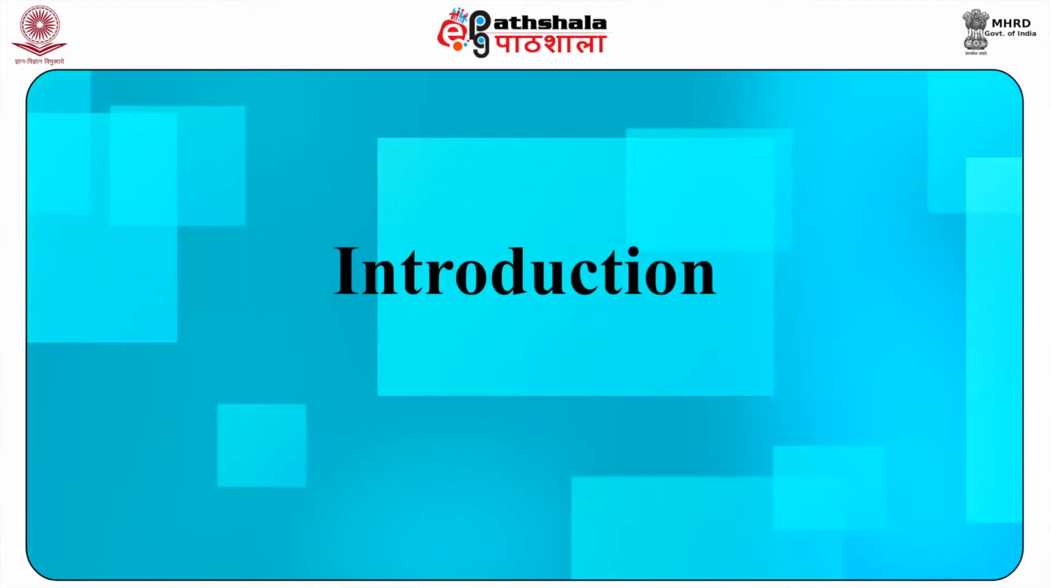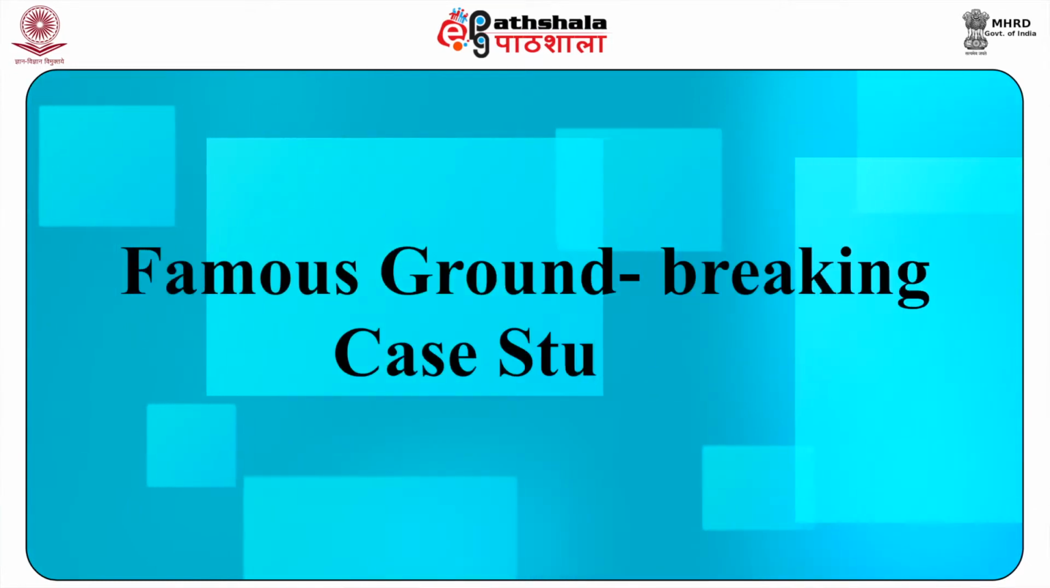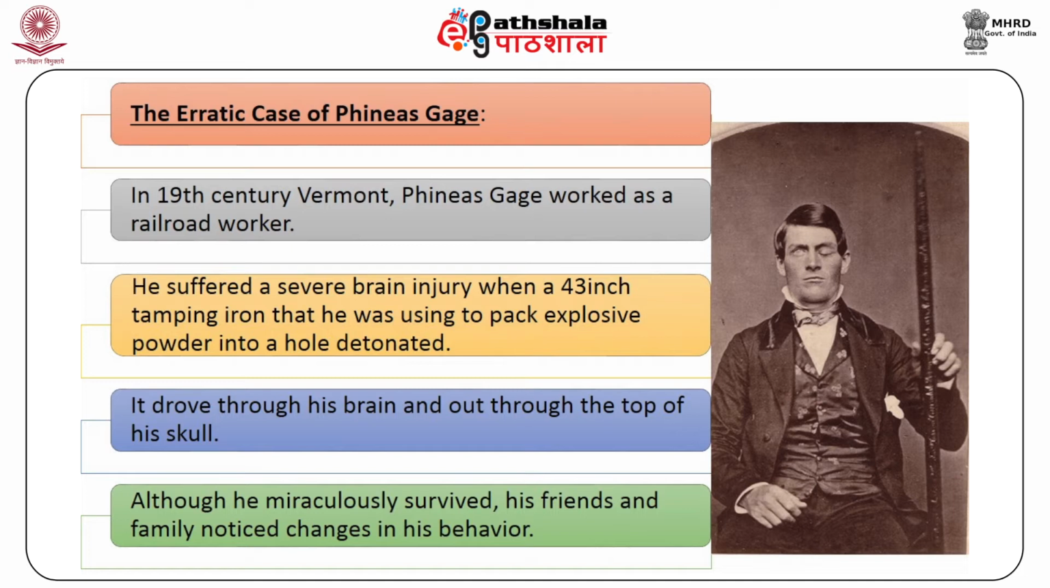Introduction to case study. Famous groundbreaking case studies. The erratic case of Phineas Gage. In 19th century Vermont, Phineas Gage worked as a railroad worker. He suffered a severe brain injury when a 43-inch stamping iron that he was using to pack explosive powder into a hole detonated. It drove through his brain and out through the top of his skull.